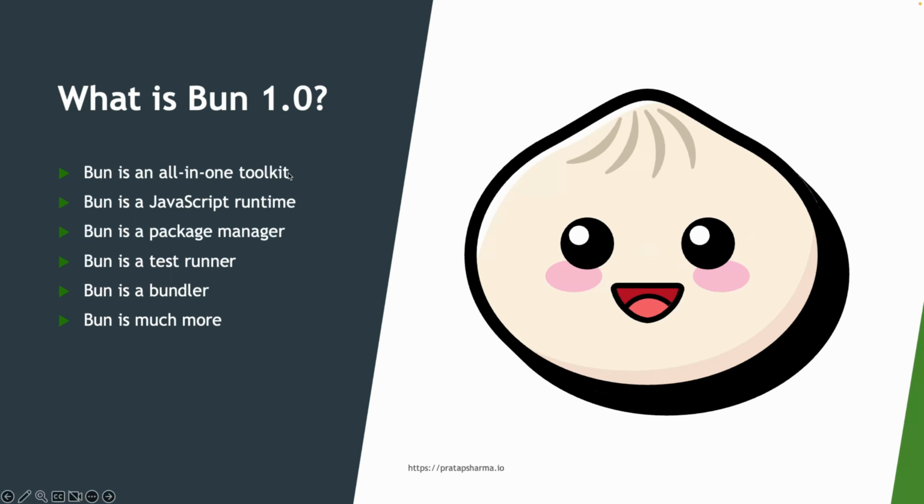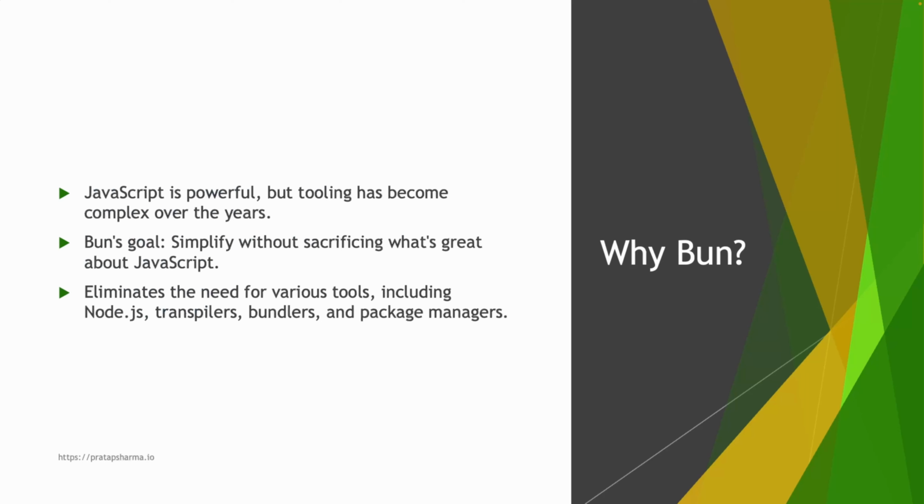So what is Bun 1.0? Bun is an all-in-one toolkit, as I've told you. Bun is a JavaScript runtime. Bun is a package manager. Bun is a test runner. Bun is a bundler. Bun is much more. Until now, we used to have Babel, Webpack, npm, Node, and Jest, but now we have just Bun for everything.